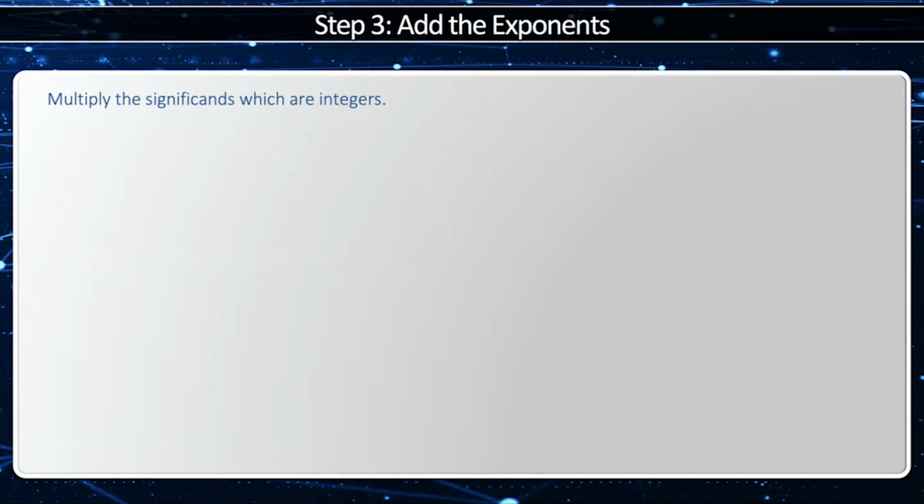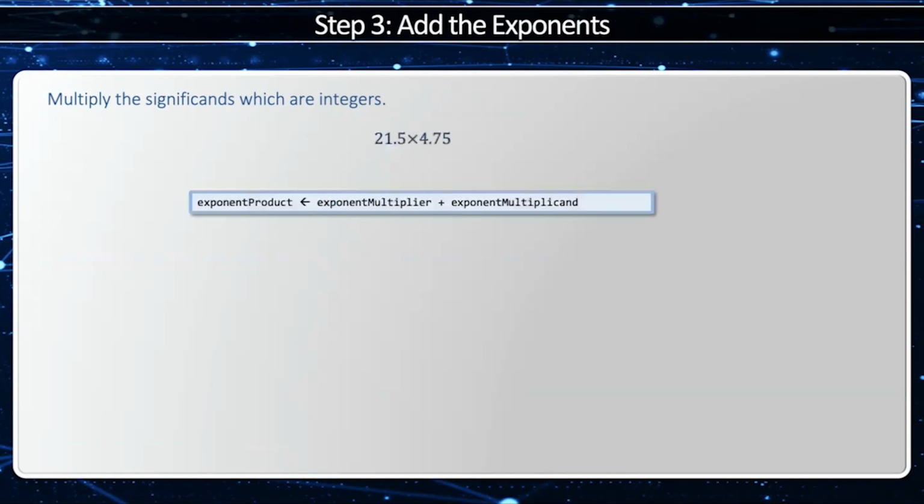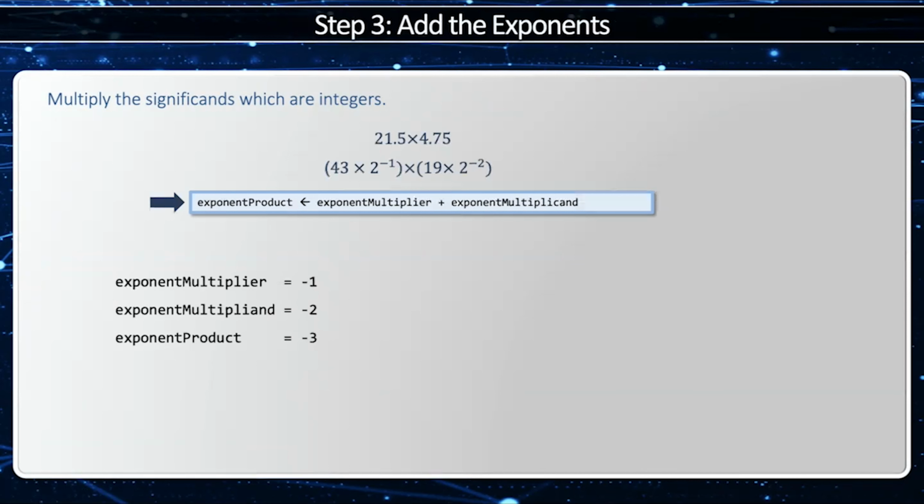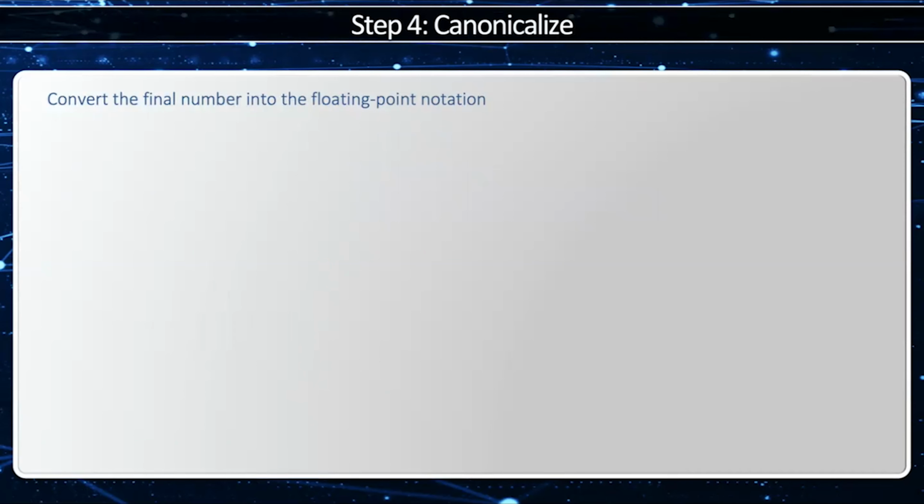The next step is to add the exponents. Remember, my exponents are integers. So once again, I have 43 times 2 to the negative 1 times 19 times 2 to the negative 2. And my exponent product will be exponent multiplier plus exponent multiplicand. So my exponent multiplier is negative 1, exponent multiplicand is negative 2, and then when I add them together, I get negative 3. The final step is to canonicalize this.